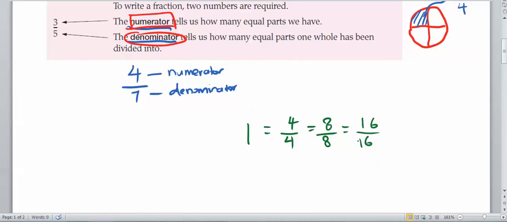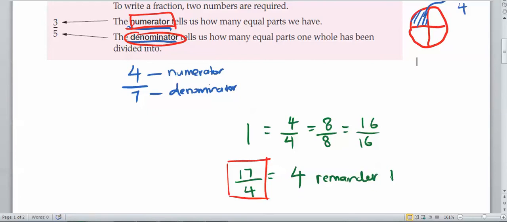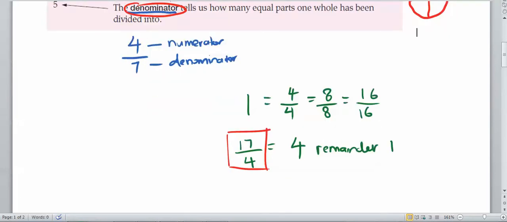But we tend to look at, say, if we're looking at 17 over 4, then we actually have to divide 17 into 4 parts. So what we do, if we divide 17 by 4, we know that we have 4 with a remainder of 1. Now, considering that we're looking in parts of 4 here, then we can also write that as 17 over 4 is the same as 4 and 1/4.